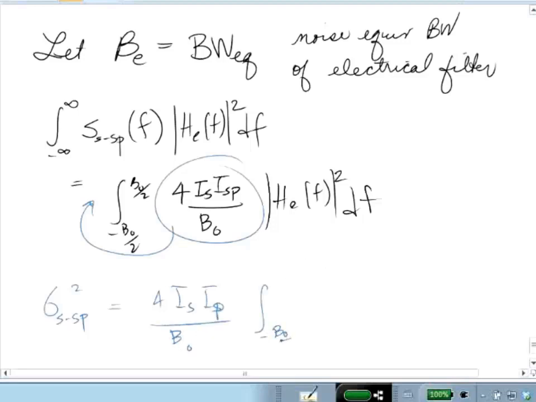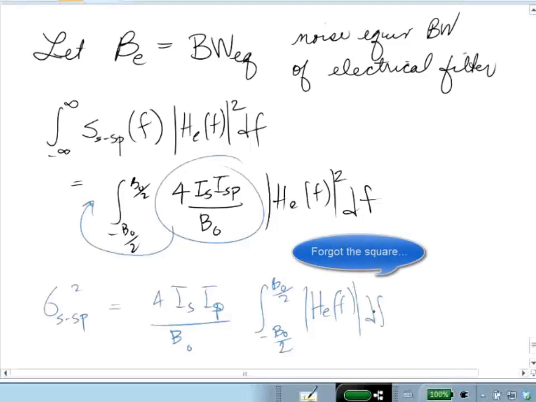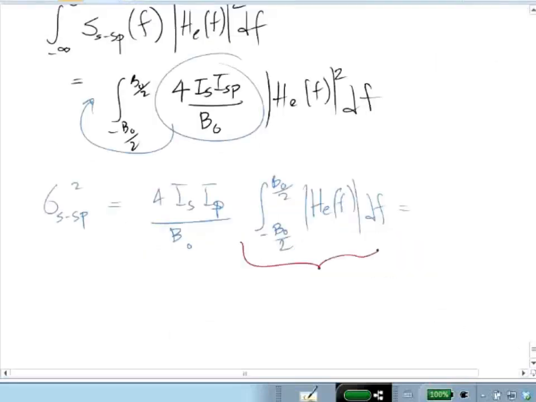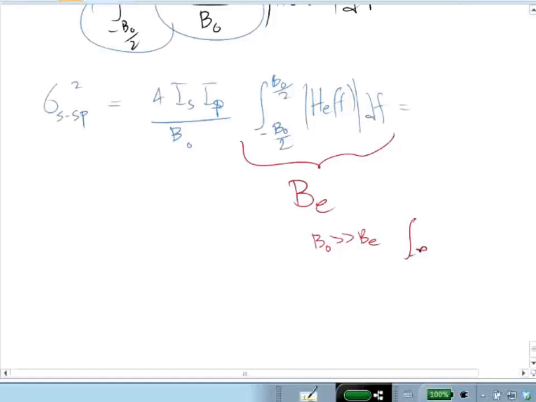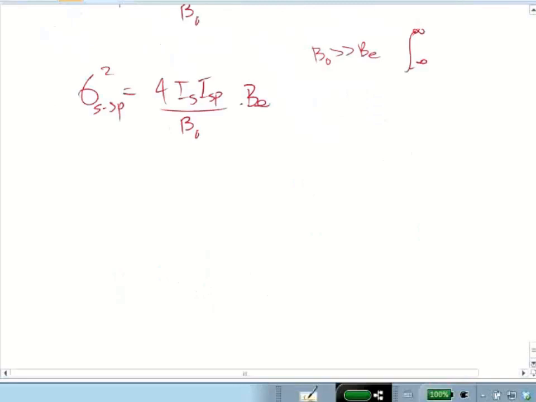And here I have the integral from minus B0 over 2 to B0 over 2 of |HE(f)|² df, and this should be approximately equal to simply BE. If B0 is much greater than BE, then it's essentially minus infinity to infinity, and it's the equivalent of the definition of the noise equivalent bandwidth. So now I've finally gotten to the definition of what the noise equivalent bandwidth is. In this case, this simplifies to sigma squared signal spontaneous equal to 4 ISP B0 times BE.